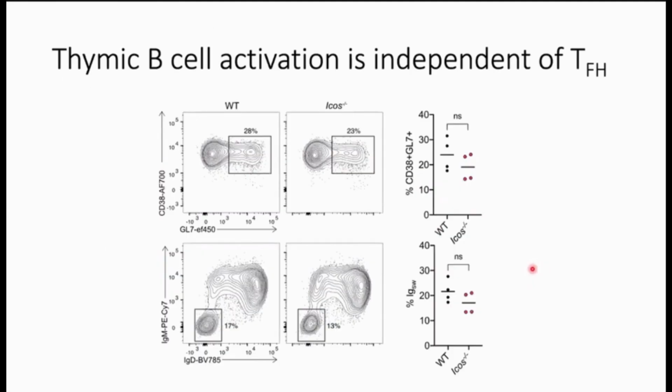And what we find is that the thymic B cell activation is really independent of TFH formation. So again, we have our transitional C double positive cells in the wild type and the ICOS knockouts, and this is just quantitated here, and they're the same. And then we have the class switch cells, which are again very similar. So this is suggesting that you do not need TFHs to get this interaction.